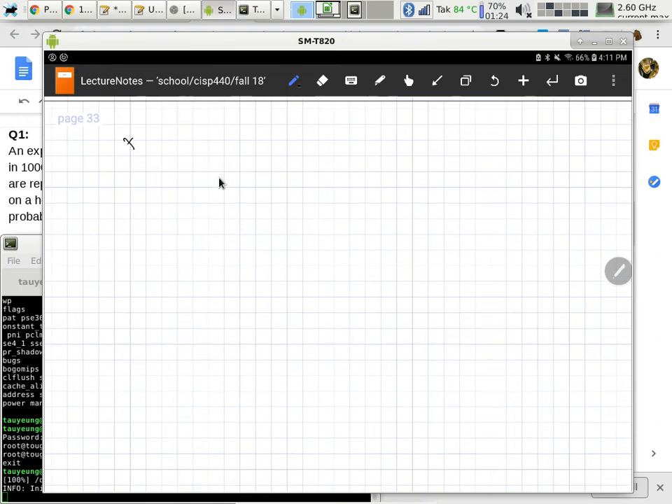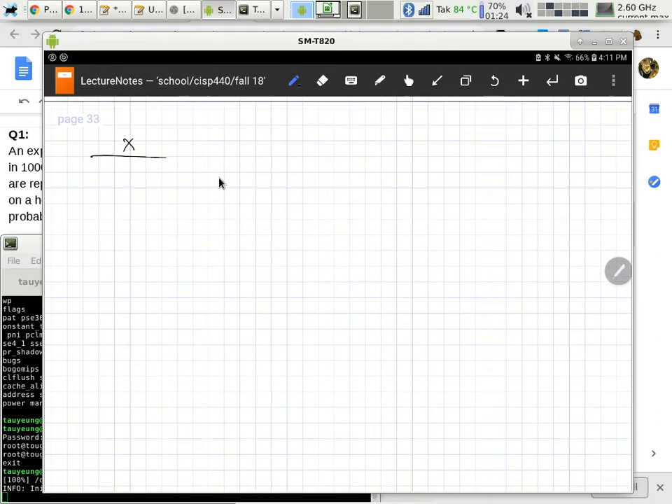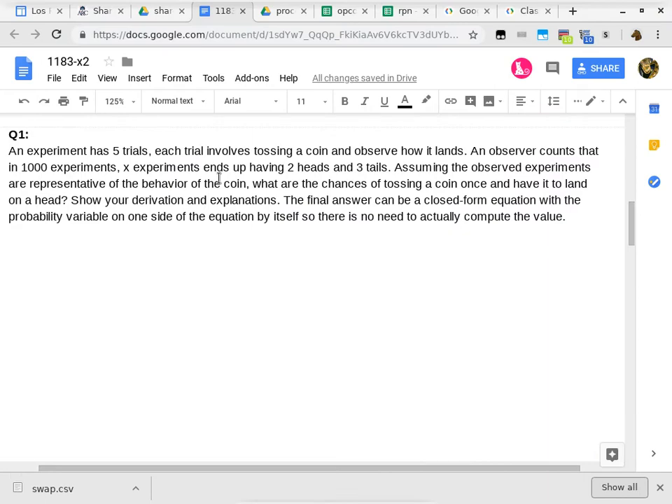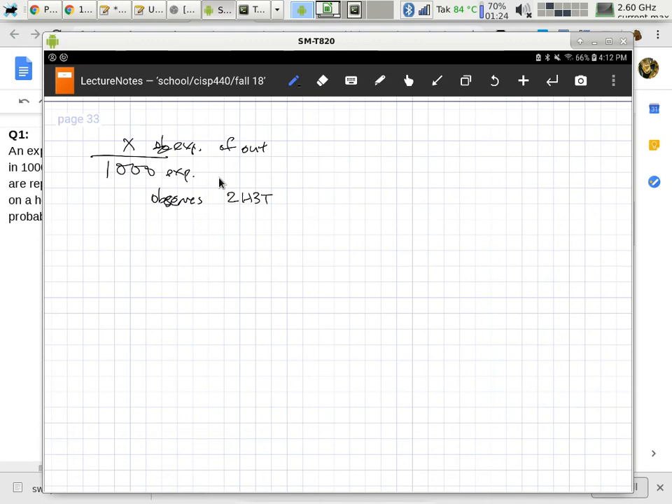All right, so we'll just write down all the key information here. So x divided by 1,000 is, so x experiments out of 1,000 experiments observe 2 heads and 3 tails. Let me double check, make sure it's not reversed. Yep, 2 heads and 3 tails. Okay. So now how do we figure out what is the chances of that happening?